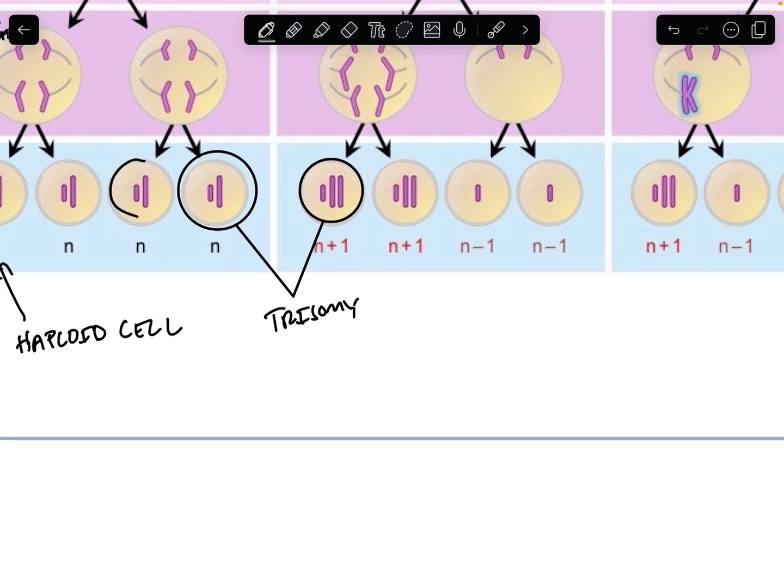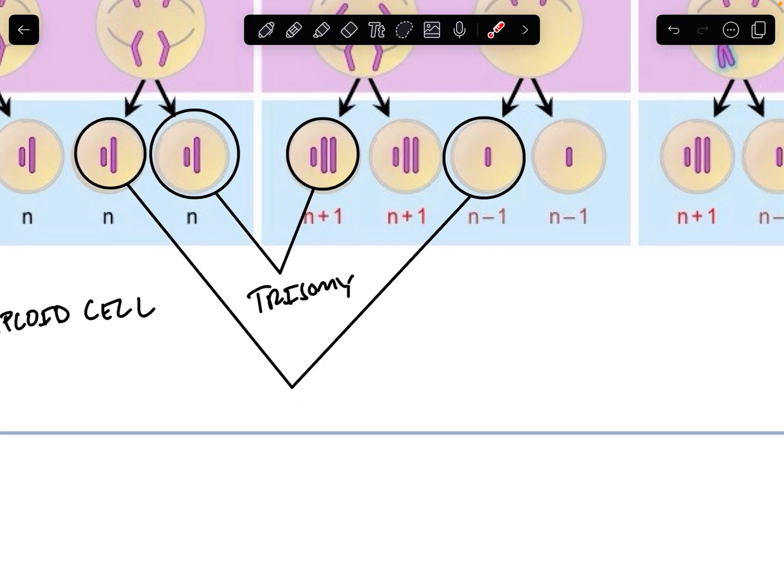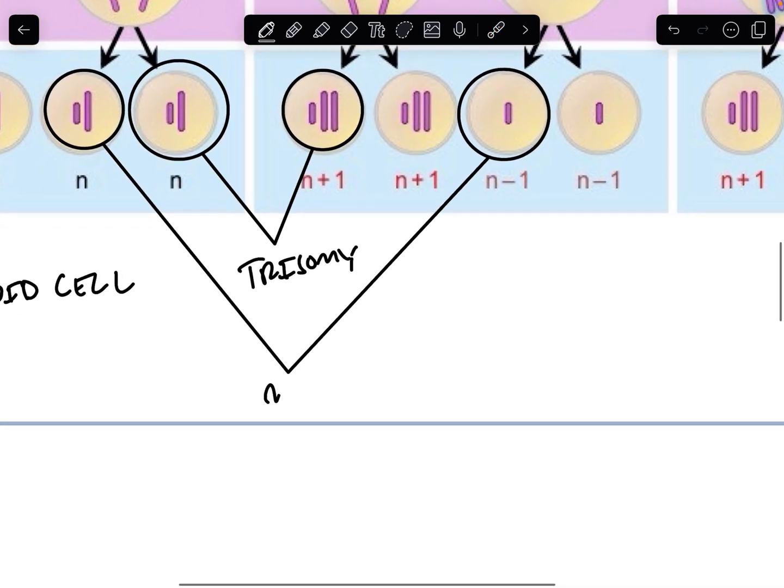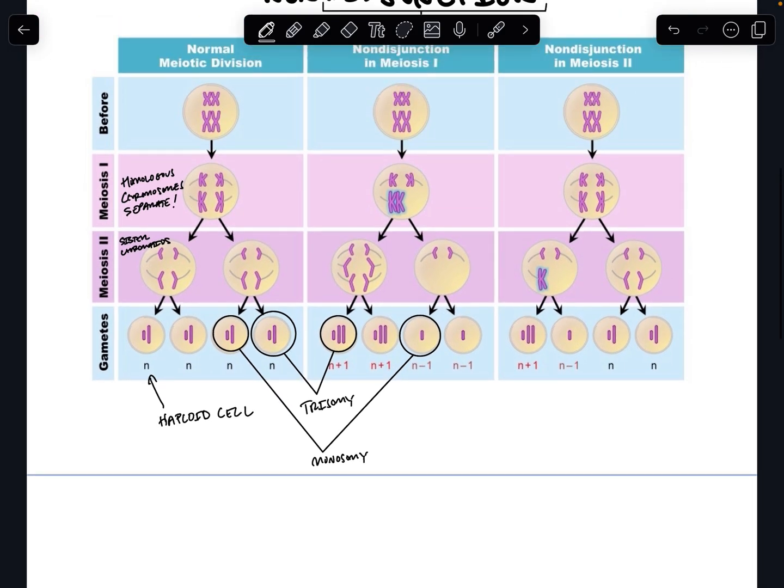If you had a fusion of this gamete with this gamete, you would be entirely missing 1 copy of chromosome number 1. So this would be called a monosomy. Okay, so that's if you have a non-disjunction, a failure of the homologous chromosomes to separate during meiosis 1. You have 2 gametes with an extra chromosome and 2 gametes missing a chromosome.